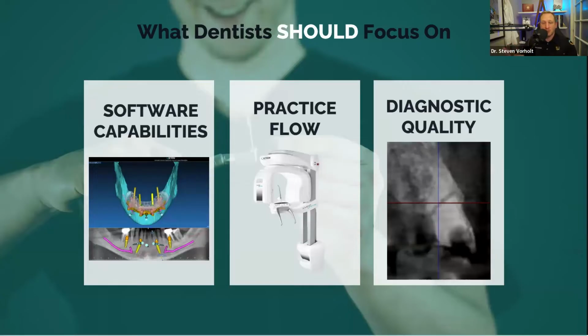How big is the machine? Where does it go in your office? Is it easy to use? Is it easy to get a 2D image and a 3D image? And then, of course, diagnostic quality is really the most important. What can you see in your image, and is it good enough for the dentistry that you want to complete in your office? If you're an endodontist, that might be different than if you're an implant surgeon or a periodontist and so on.